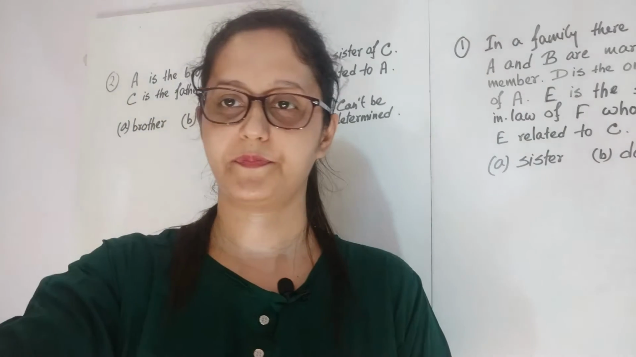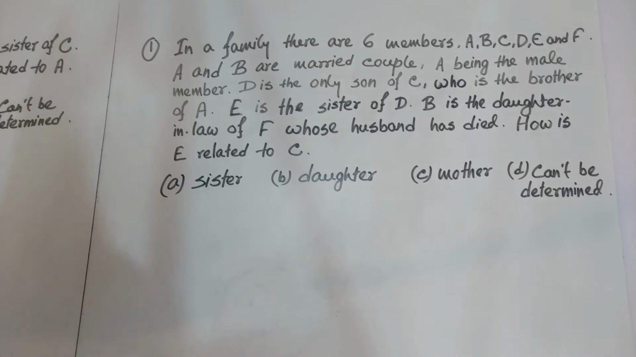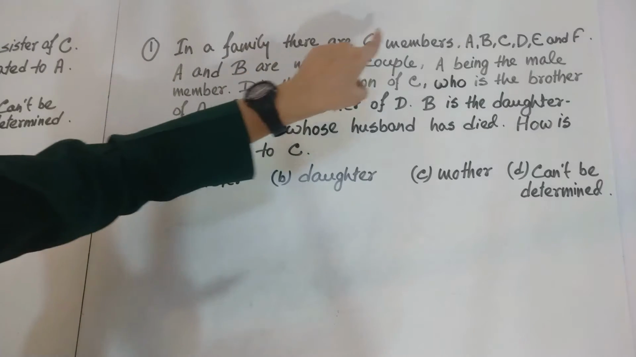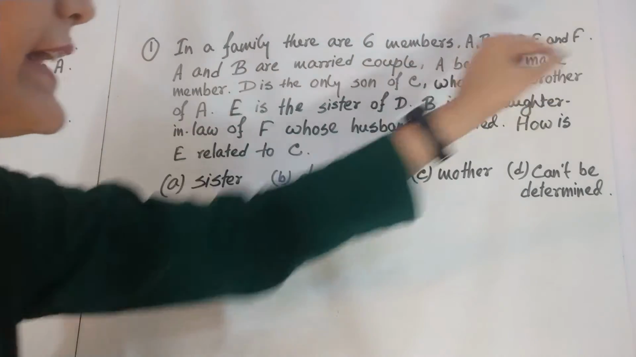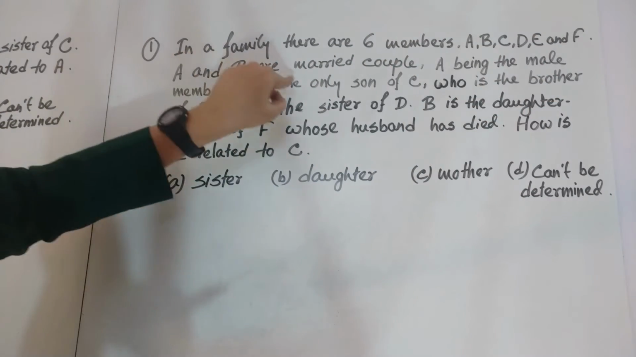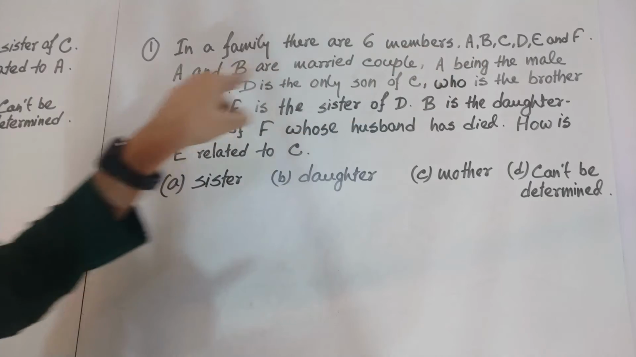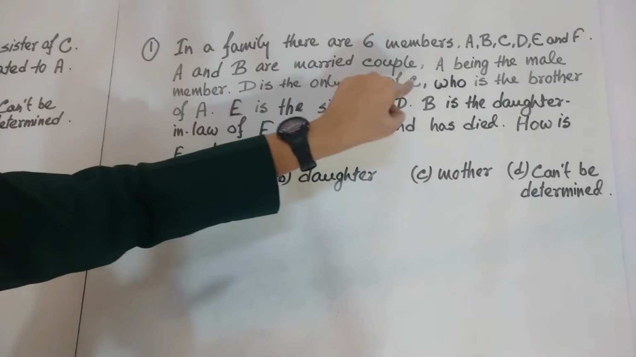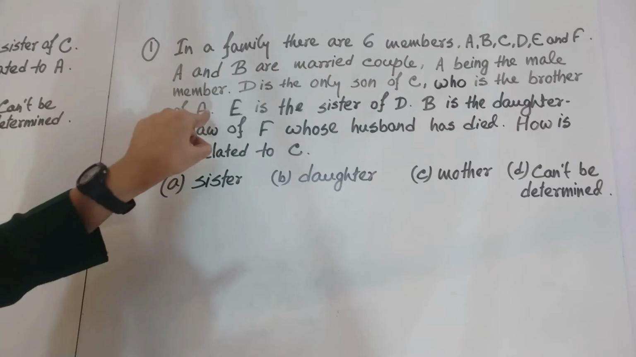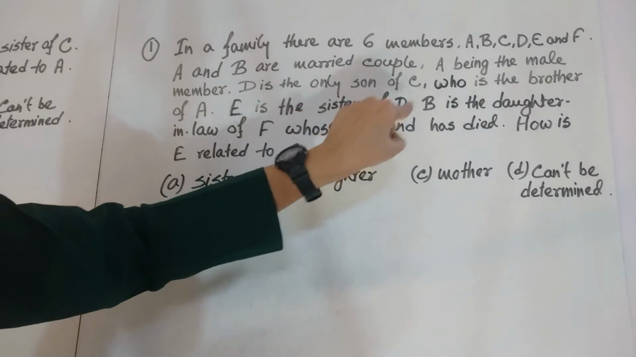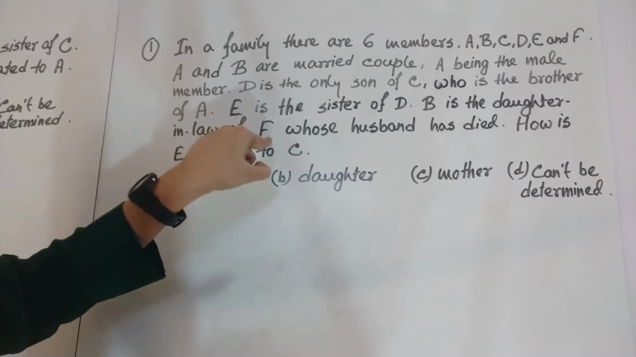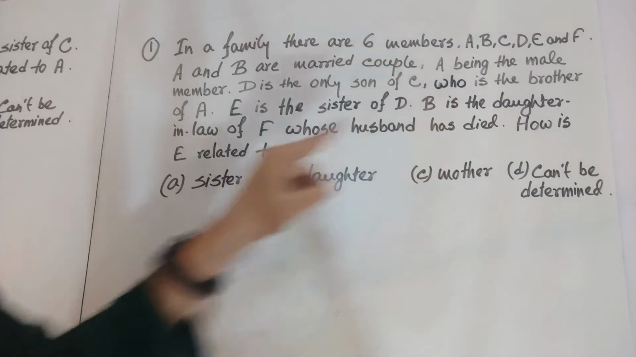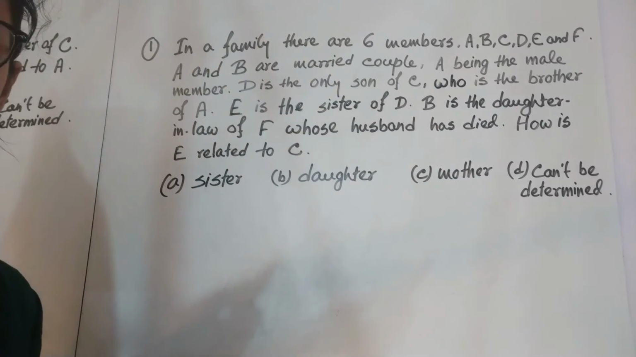Let's start. This problem. Go through it carefully, then try to solve it out. After that I'll explain. See. In a family, there are 6 members A, B, C, D, E and F. A and B are married couple, A being the male member. D is the only son of C, who is the brother of A. E is the sister of D, B is the daughter-in-law of F, whose husband has died. How is E related to C?